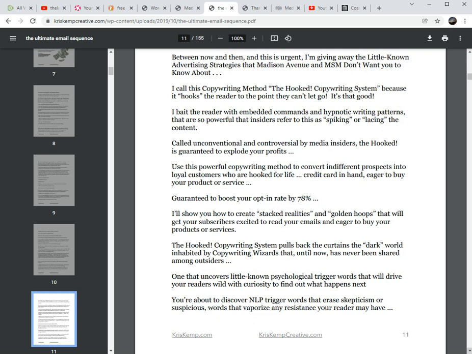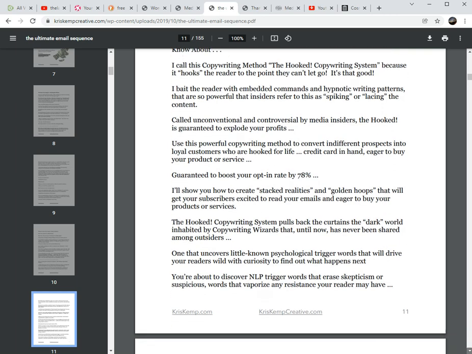One that uncovers little-known psychological trigger words that will drive your readers wild with curiosity to find out what happens next. You're about to discover NLP, neuro-linguistic programming, trigger words that erase skepticism, or suspicious words that vaporize any resistance your reader may have.